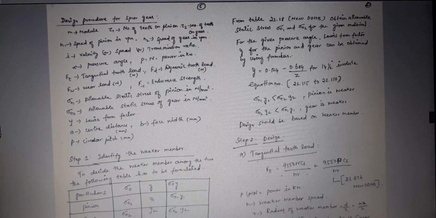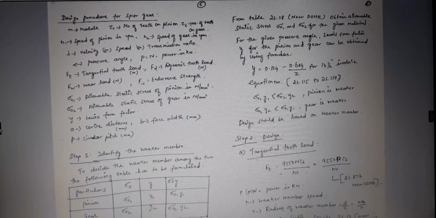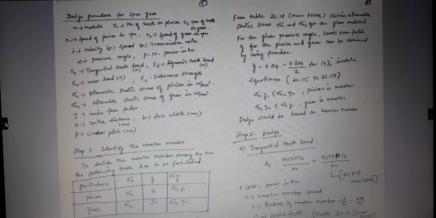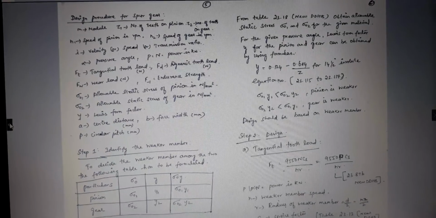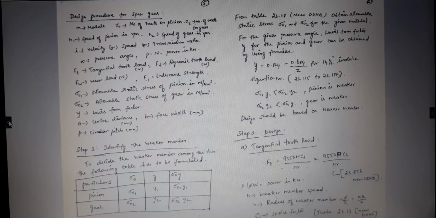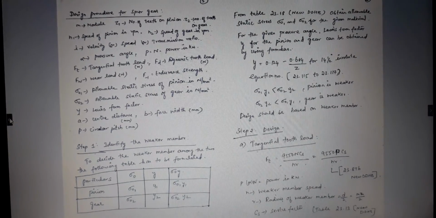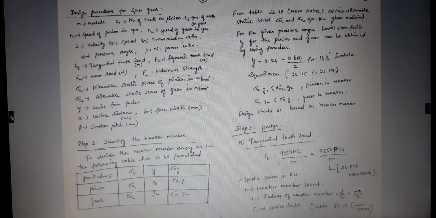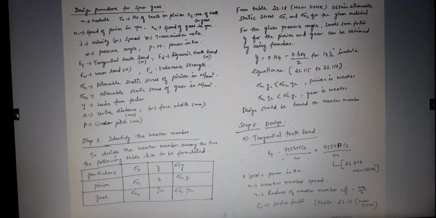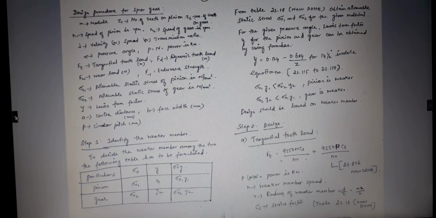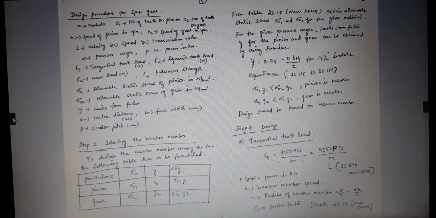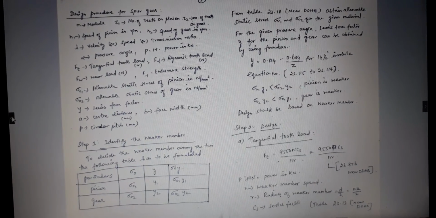And sigma naught 1, that is, 1 indicates a pinion, 2 indicates a gear. Sigma naught 1 means the allowable static stress of the pinion in Newton per mm squared. Use the unit Newton per mm squared. And sigma naught 2 means the allowable static stress of gear in Newton per millimeter squared. Y is the Lewis form factor, A is the center distance, B is the face width, and P is the circular pitch. So these are all the notations used in the gear.